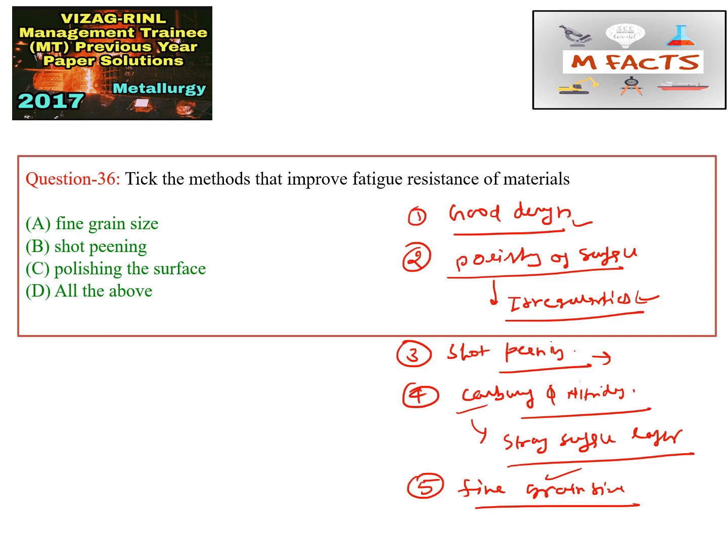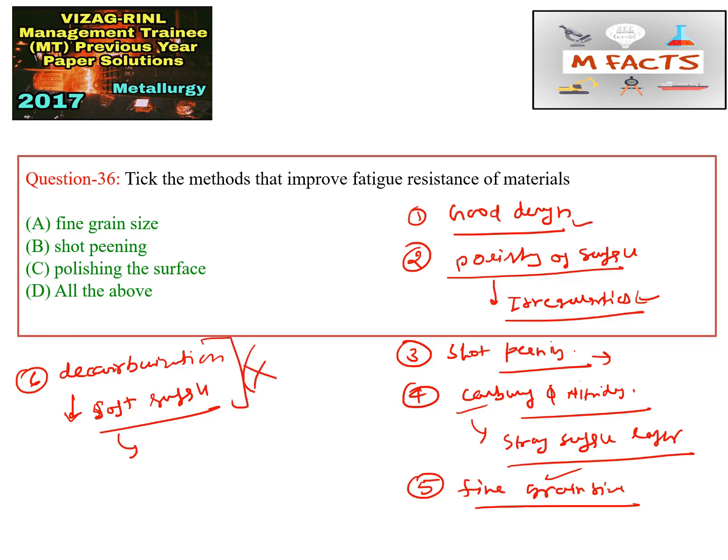And the odd one out is decarburization. Sometimes you will get decarburization in the options. In decarburization, basically we remove the carbon, we decarburize. By that we produce a soft material, a soft surface, and that soft surface produces irregularities, and from that soft surface crack initiation takes place. So decarburization is not used for fatigue resistance.